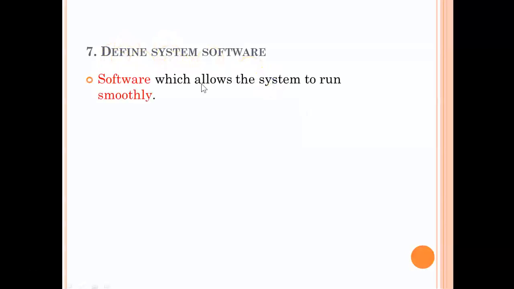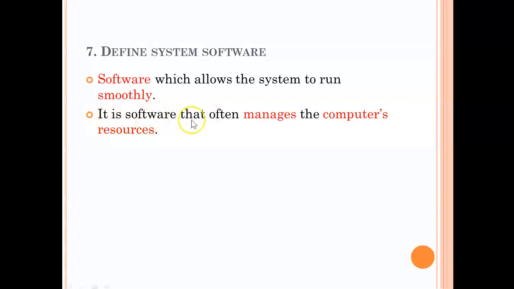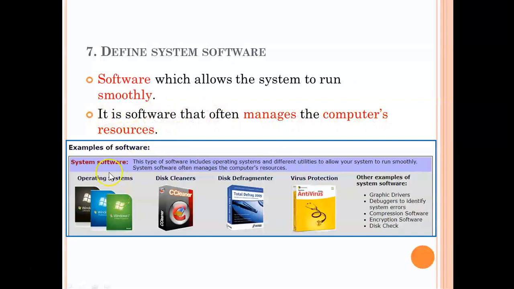Define system software. This is software which allows the system to run smoothly. These aren't useful things that you would use to do something with a computer. It is software that manages the computer's resources, and these are some examples. You have to have an operating system to actually use a computer or for it to run smoothly. Disk cleaners can clean up anything on your computer that is slowing it down. Disk defragmenters and antivirus programs also help your computer run smoothly, getting rid of viruses and arranging your files in order so that your computer speeds up. So that's system software. It allows your computer to run smoothly.